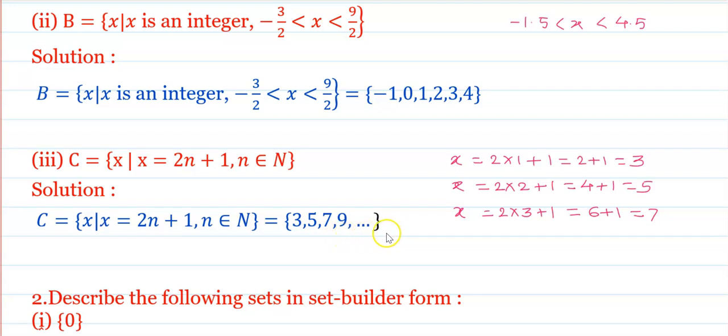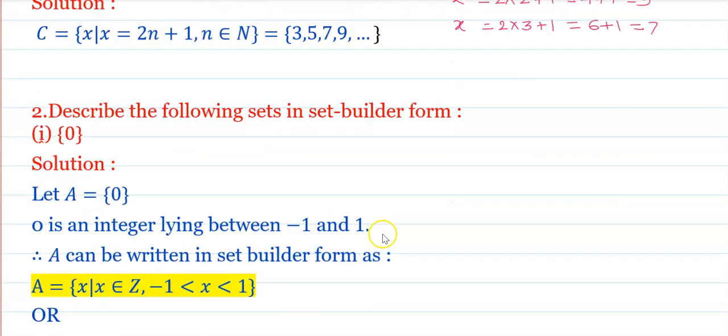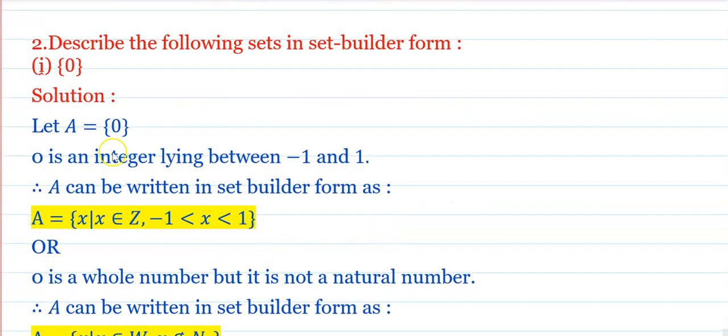Okay. Now the question number 2. Describe the following sets in set builder form. First set is A, which is 0. A is equal to, in curly brackets, 0. 0 is an integer lying between minus 1 and plus 1.